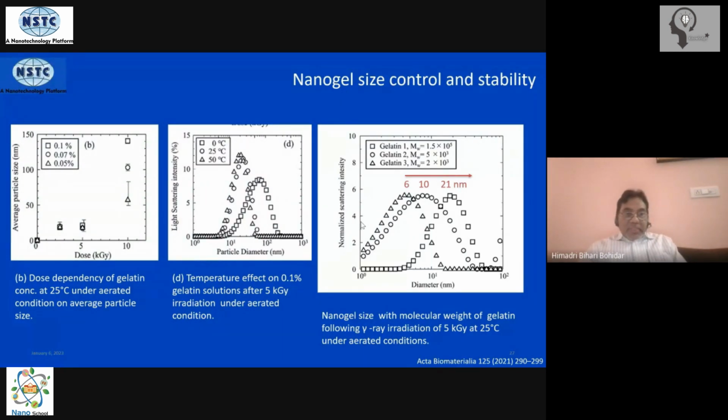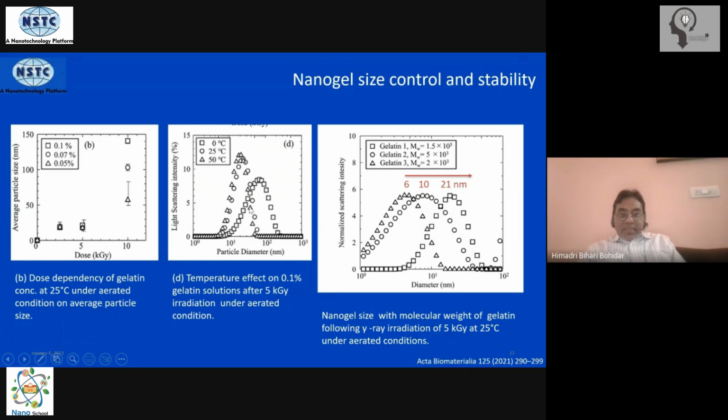as a function of different input parameters. One is the radiation dose of the gamma ray. If you use a larger gamma ray radiation, then you can see the cross-linking is more and the particle size increases, starting from 10 to 20 nanometers going up to 150 nanometers. Now for a given radiation and given concentration of gelatin, at higher temperature you see a smaller particle size.